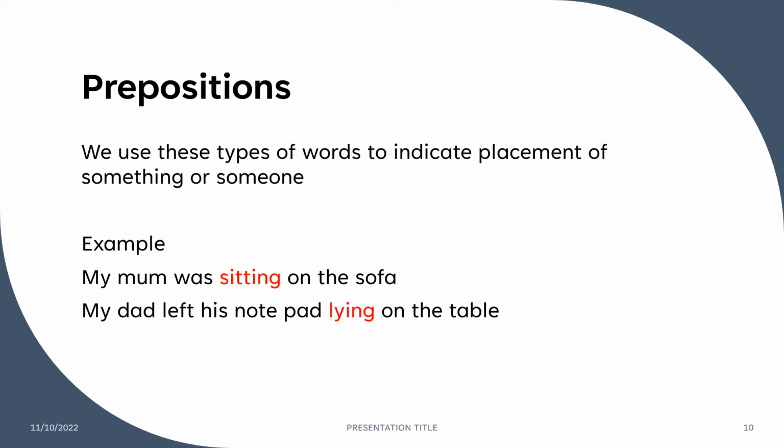Prepositions. We use these types of words to indicate placement of something or someone. I have 2 examples for you here. My mum was sitting on the sofa. My dad left his notepad lying on the table. Sitting and lying is a placement. So sitting and lying are the prepositions.